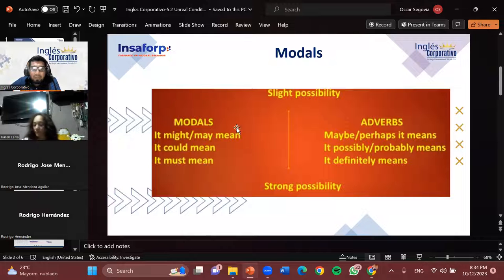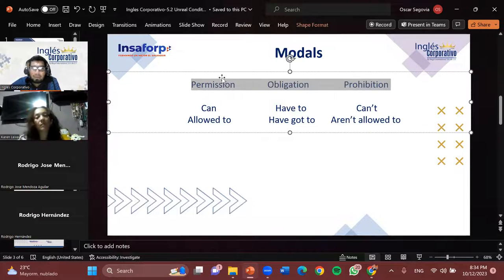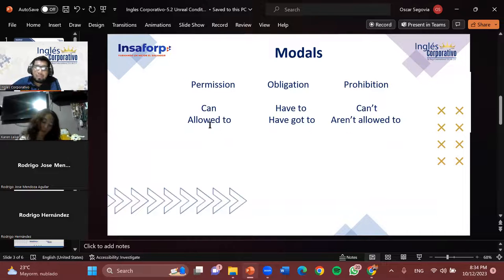Now, any questions you may have regarding this topic, talking about modals? Because right now we're going to go into some examples, and talk more in depth about when you can use them, or what other words or phrases you can use to express obligation. As I said previously, modals are for permission, obligation, or prohibition. Here we have some examples on when or how we can use them. For example, for permission, we have can. You use it when you're asking someone to do something.